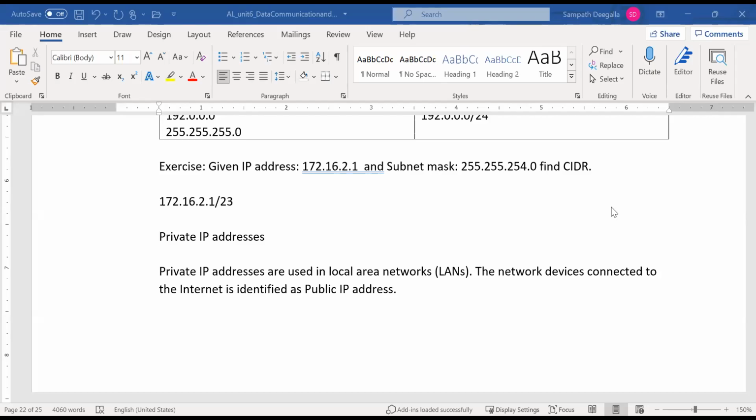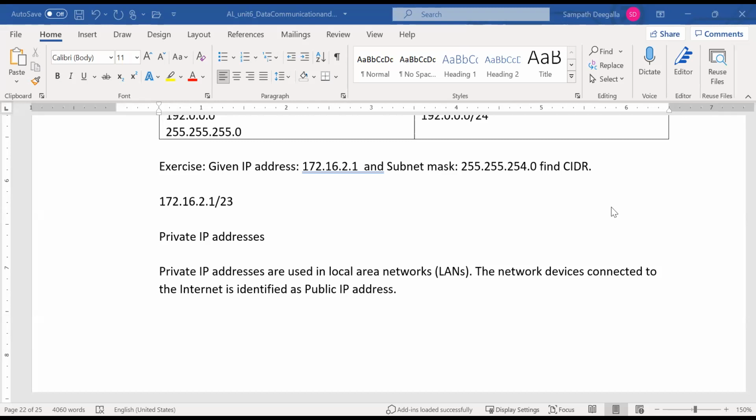So in this one, we are going to talk about private IP addresses. The term private we use to talk about the IP addresses within the local area network. So let's say we have a network within home or within office. Usually we will use what we call private addresses. They are private, it's not visible to the outside.